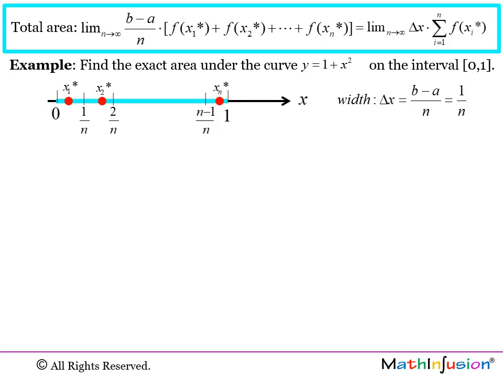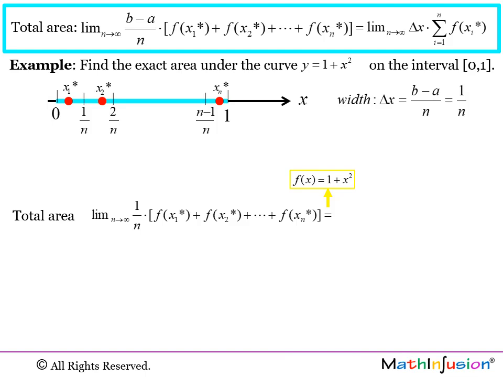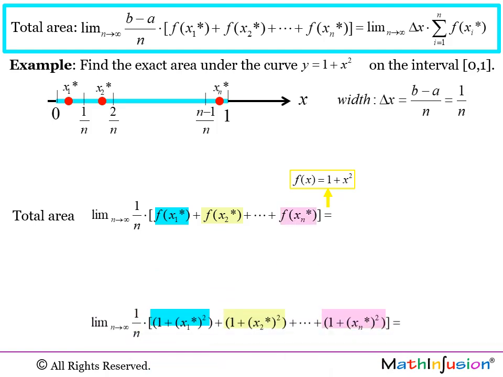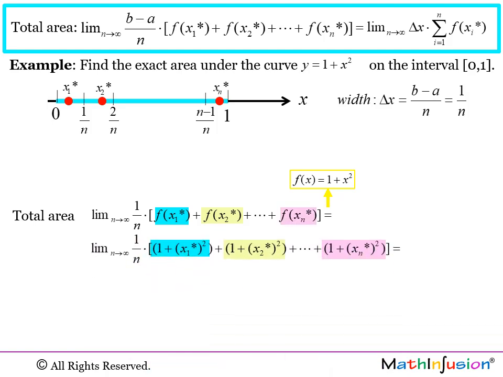And we know that the total area is the limit when n approaches infinity of 1 over n, because this is the width, and we have to sum the heights. The height of each one of those rectangles is going to be the value of the function at the chosen x sub i star. But I can do much more here. I know that the function here is 1 plus x to the power of 2. So I'm going to replace x sub i star by the actual value of this.